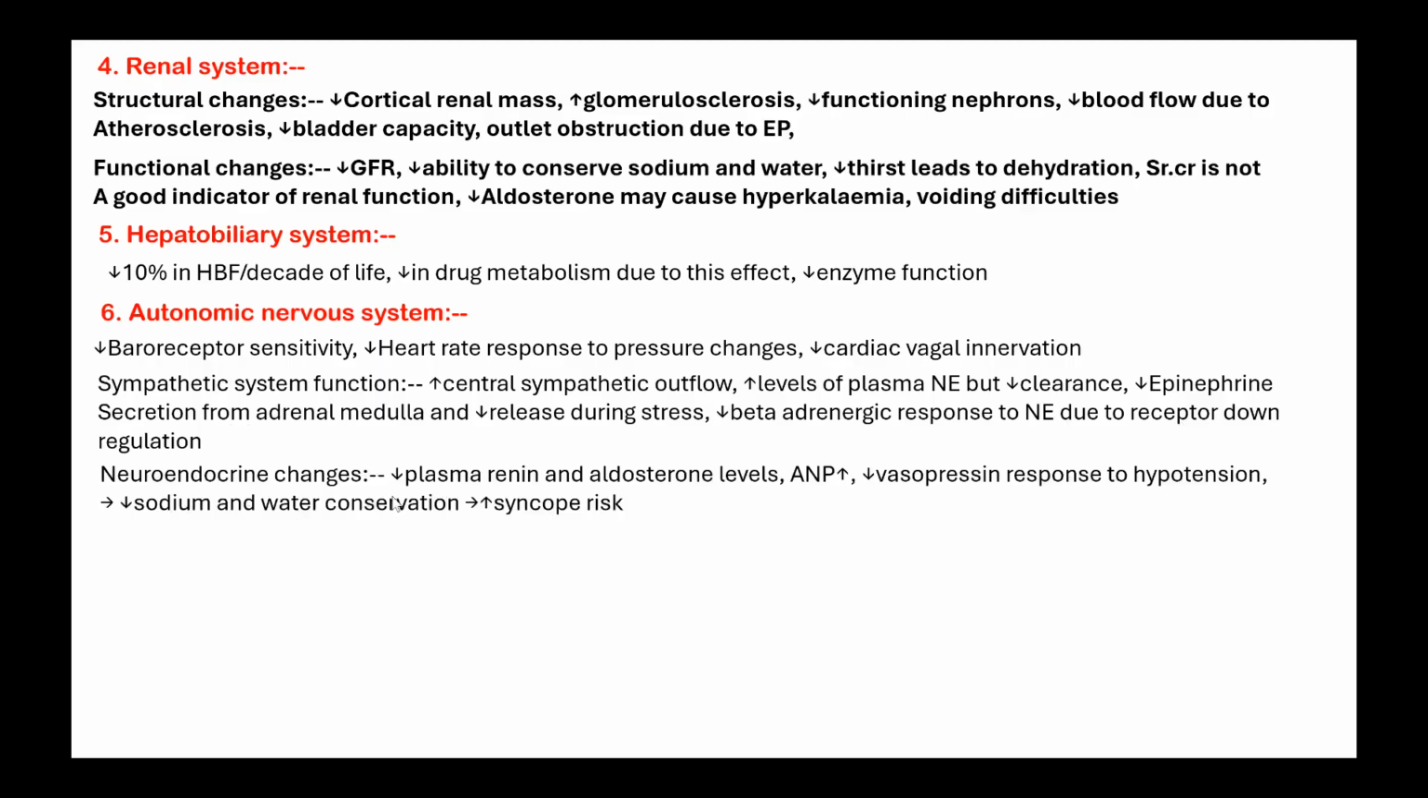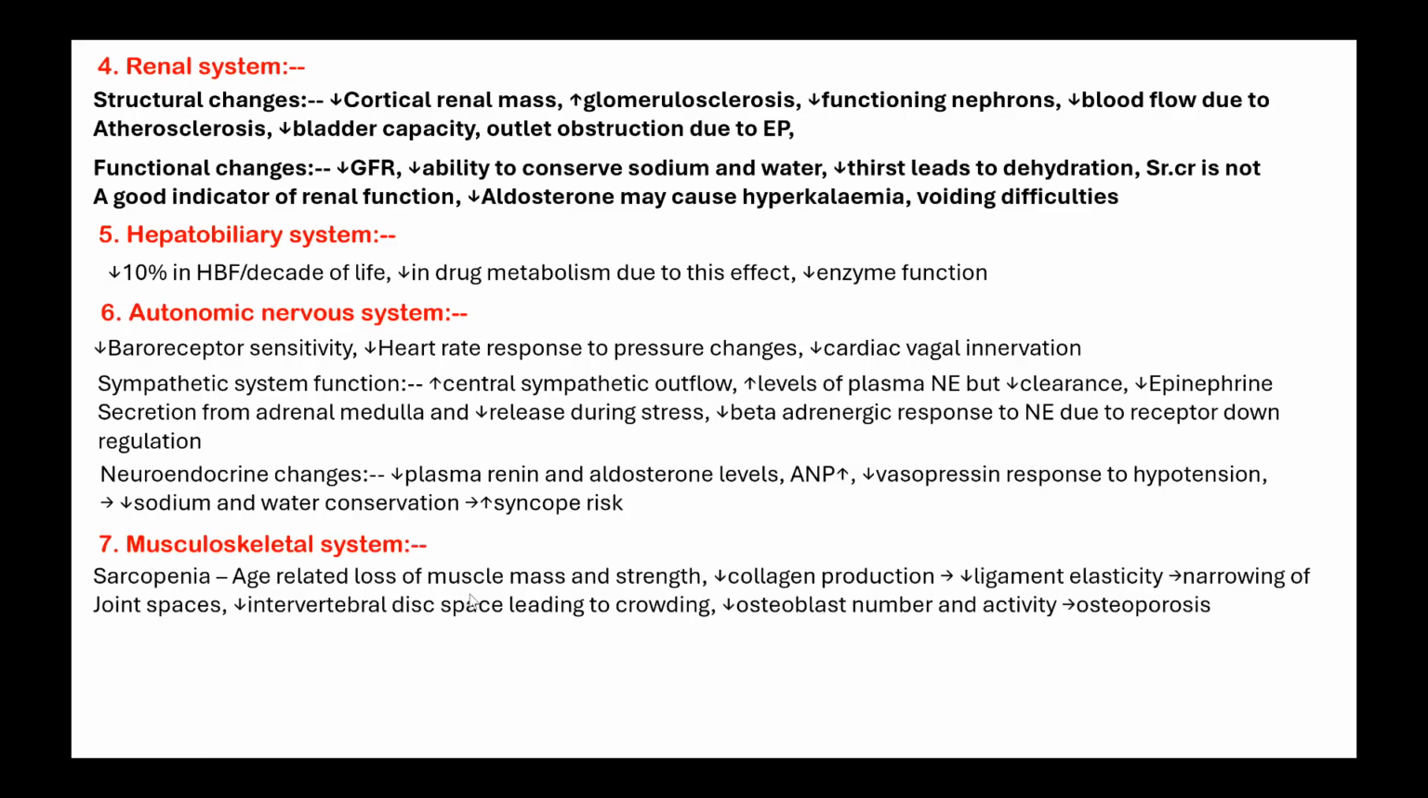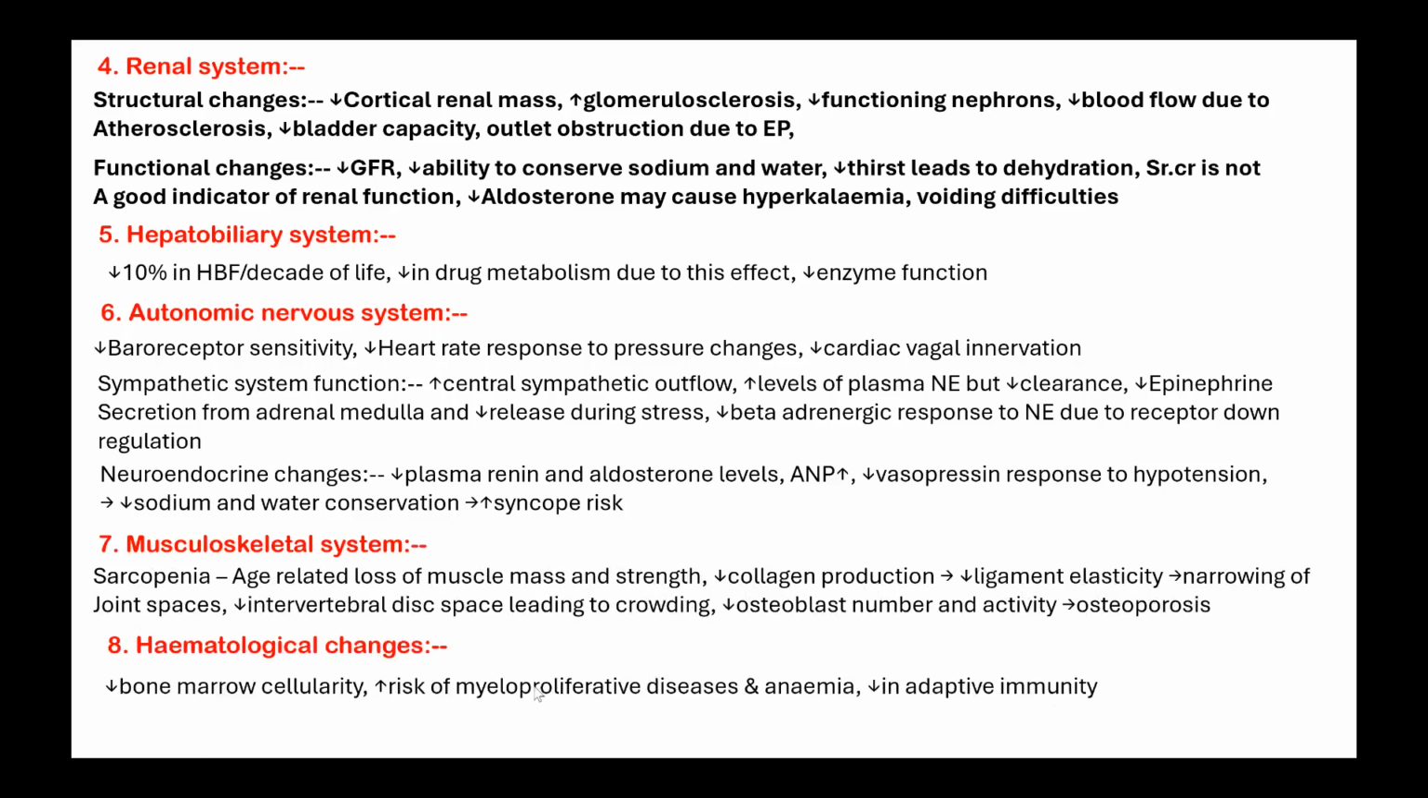And neuroendocrine changes are decrease in plasma renin and aldosterone level, increase in atrial natriuretic peptide, decreased vasopressin response to hypotension, and decreased sodium and water conservation, increased chances of syncope to occur. Coming to musculoskeletal, sarcopenia is age-related loss of muscle mass and muscle strength, decreased collagen production, decreased ligament elasticity, narrowing of joint spaces, and decreased intervertebral space leading to crowding of the spines, and decreased osteoblastic number and activity leading to osteoporosis. And hematological changes are decrease in bone marrow cellularity, increased risk of myeloproliferative diseases and anemia, and decrease in adaptive immunity.